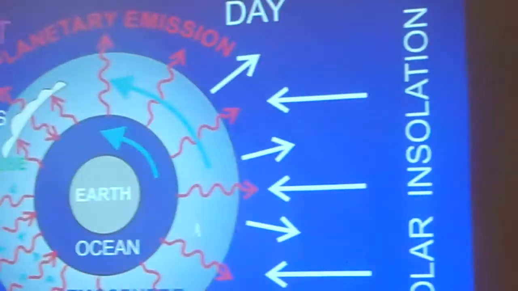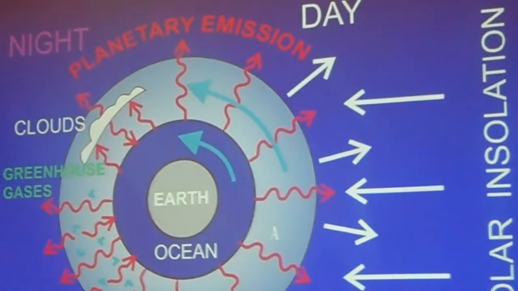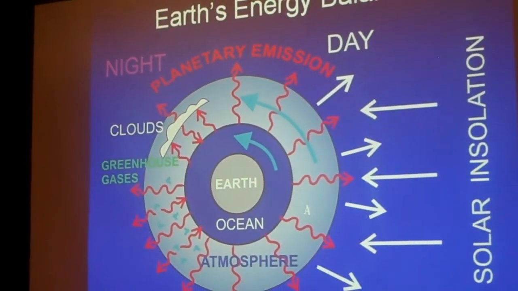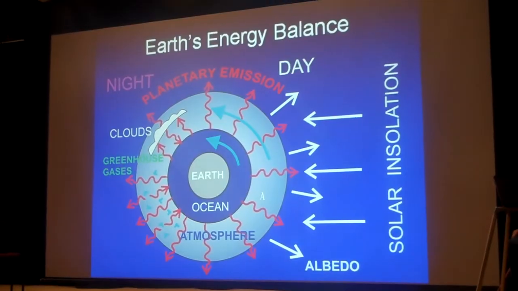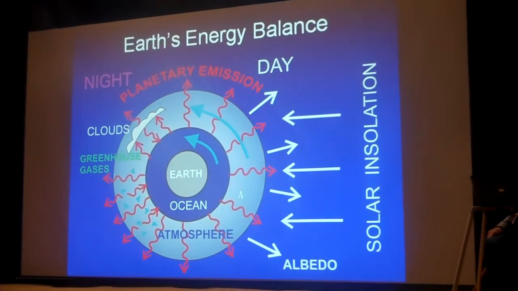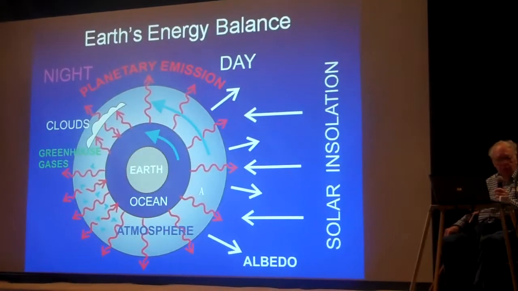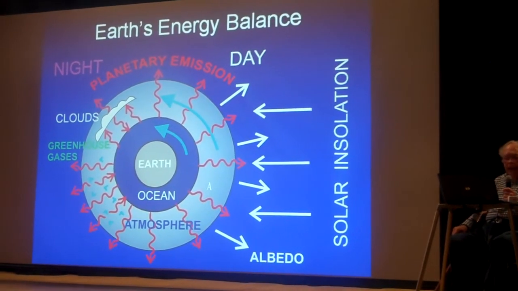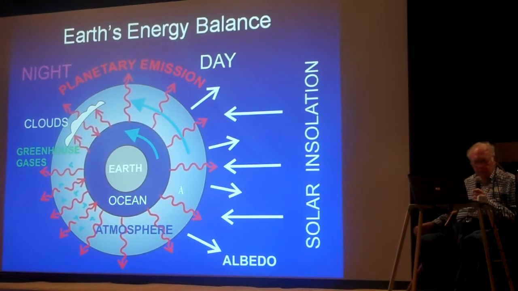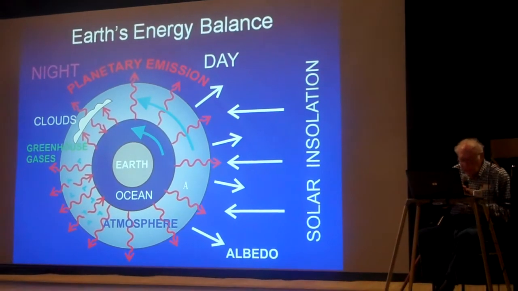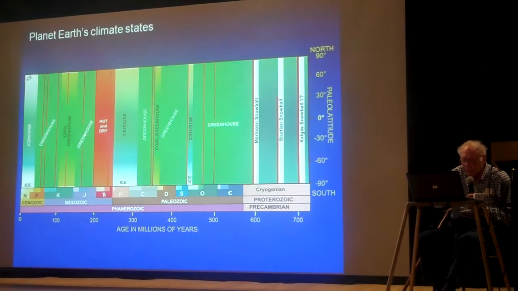I'm going to start with the very basics here. The Earth's energy balance. We receive insolation from the sun. Some of it's reflected back into space. That energy from the sun heats the planet. We have emission from the planet. And that emission from the planet is interfered with by greenhouse gases and clouds.